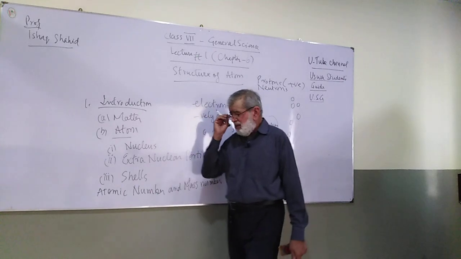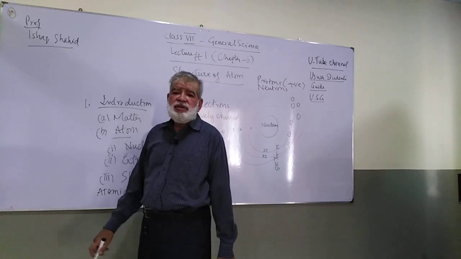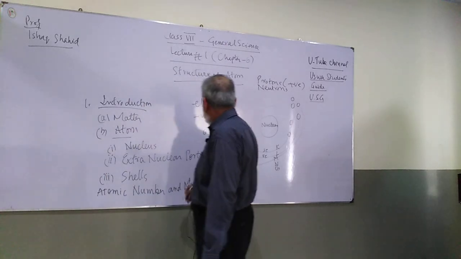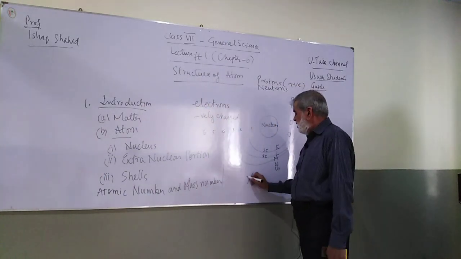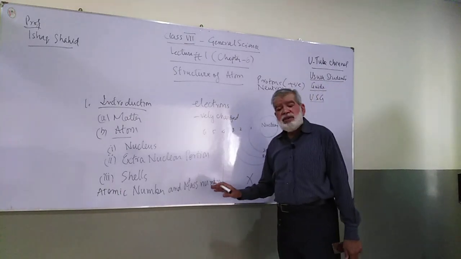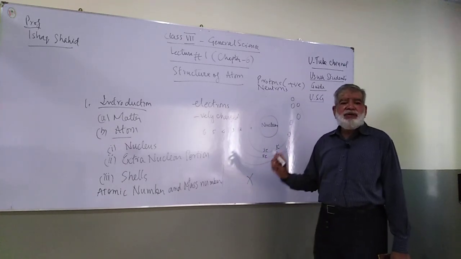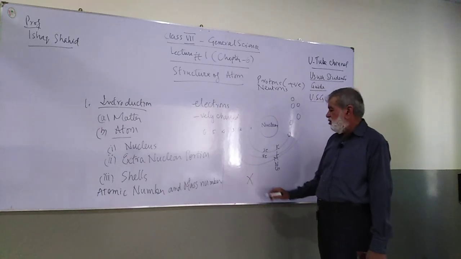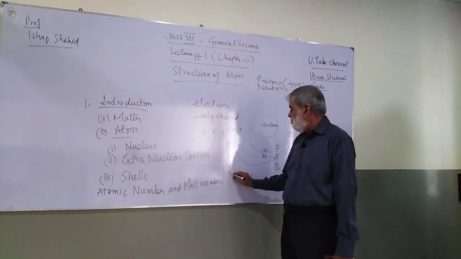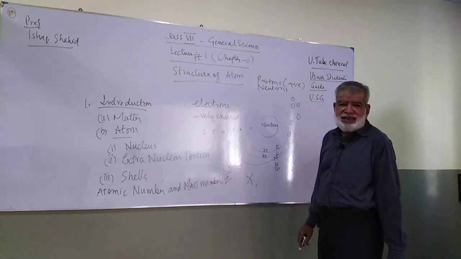Suppose you know it is an element. Say we talked about hydrogen, we talked about carbon, and we talked about oxygen. Suppose there is an element. We denote that element as X, and the atomic number is the number of protons in the nucleus. Atomic number is the number of protons in the nucleus. So an atomic number is denoted by Z.